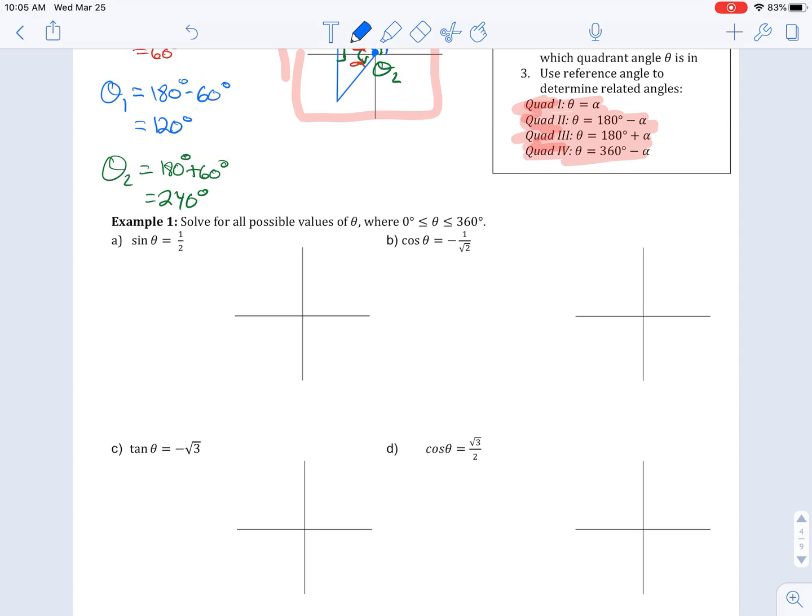So this one says solve for all possible values of theta where it's between 0 and 360. So again, we've got positive 1/2. So even though it's not written, this is a plus. So that tells me sine is positive. Where is sine positive? So I say, okay, well, sine is positive using the CAST rule. Sine is positive here and here. So that's quadrant 1 and 2. So that's part 1. So if you want, you could draw your triangles knowing they're going to fall there.